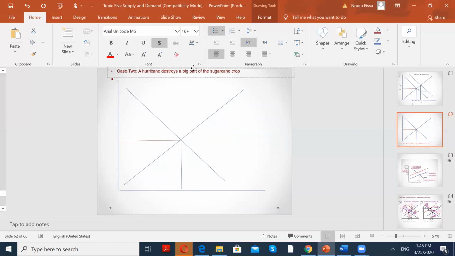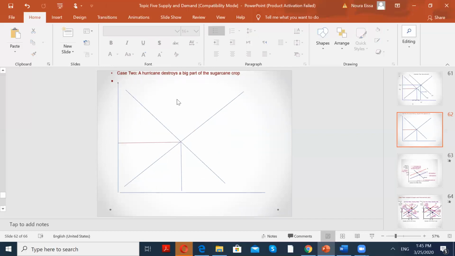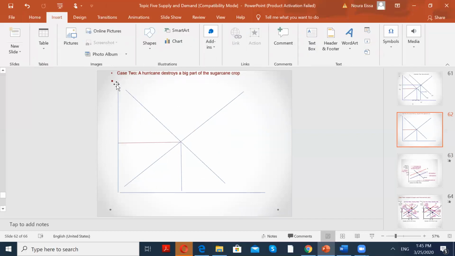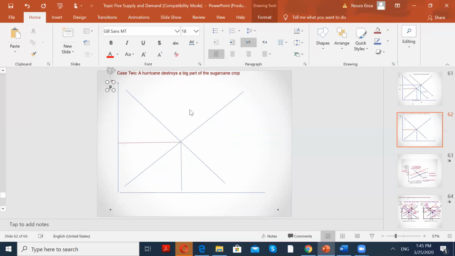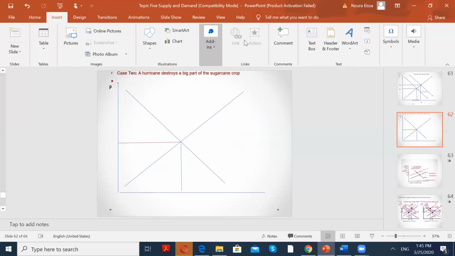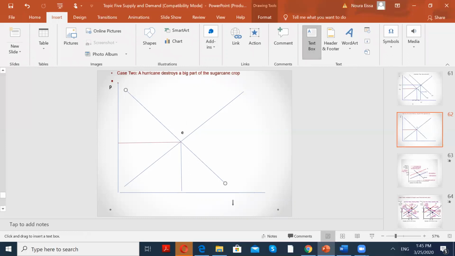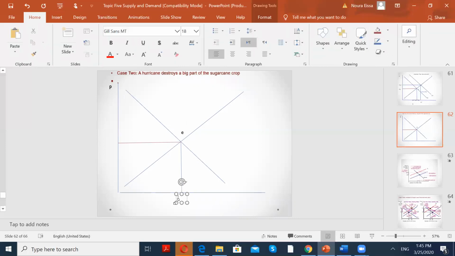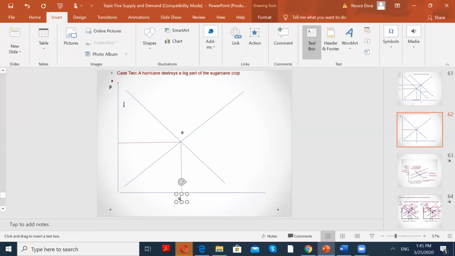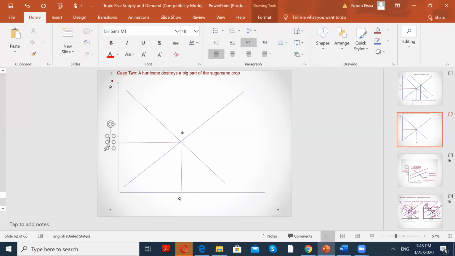All right. Again, label your diagram. This is P, price. This is equilibrium. This is equilibrium quantity. And this is equilibrium price, price E. Okay? That's your first step.